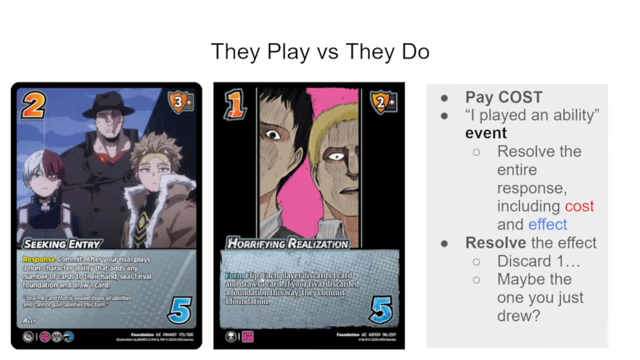This could probably use a diagram, but we're just distinguishing between responses to playing and responses to resolving, so to speak. But to get to the point here, before Horrifying Realization goes off, I'll resolve my entire Seeking Entry response, including drawing my card, and then we go back down and resolve the Horrifying Realization. I discard one, which might be the card I just drew.